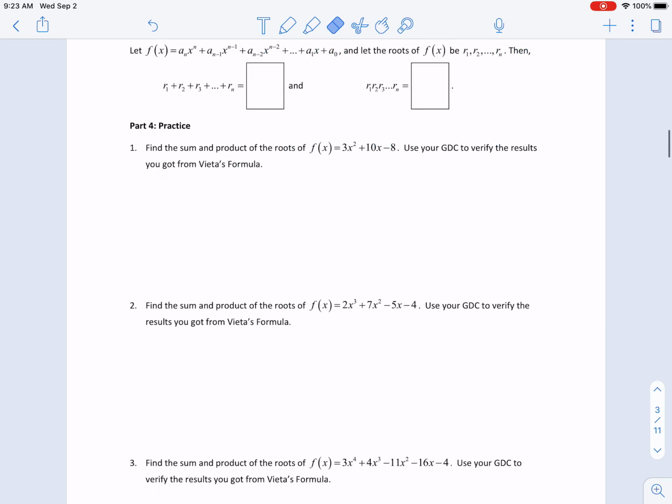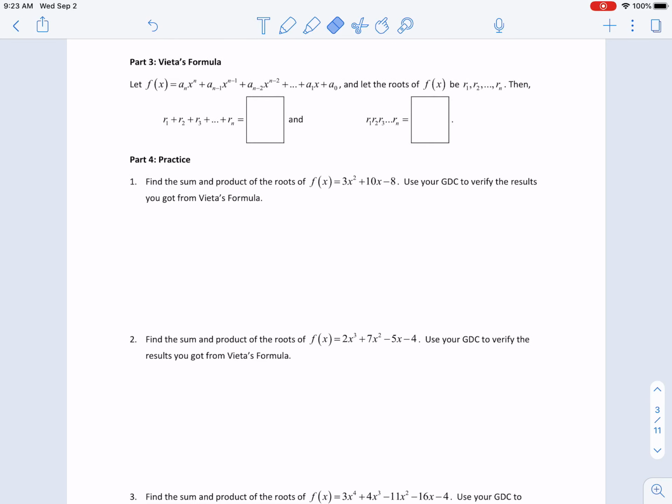So then there's a few problems that they want you to work. It says find the sum and the products of the roots. Use a GDC, this is IB's way of saying calculator, a graphic display calculator, to verify the roots. So they want you to use these formulas from here, and then use that to find the sum and the product. Then go ahead and check finding the roots in your calculator.